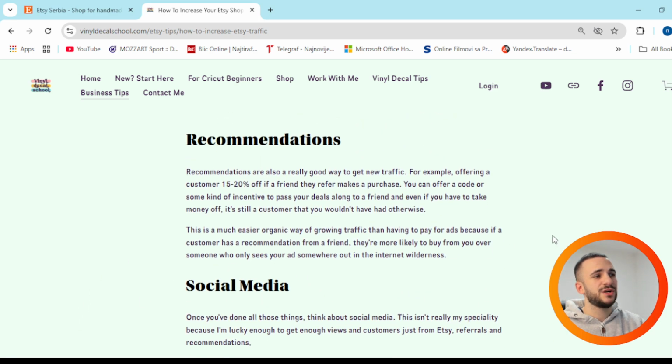Recommendations, you can see right here. Recommendations are also a really good way to get new traffic. For example, offering a customer 15 to 20% off if a friend they refer makes a purchase. You can offer a code or some kind of incentive to pass your deals along to a friend, and even if you have to take money off, it's still a customer that you wouldn't have had otherwise. This is a much easier organic way of growing traffic than having to pay for ads, because if a customer has a recommendation from a friend, they're more likely to buy from you over someone who only sees your ad somewhere out in the internet wilderness.